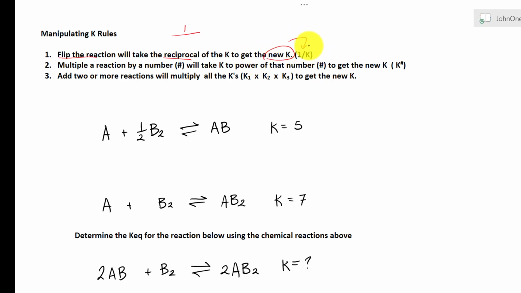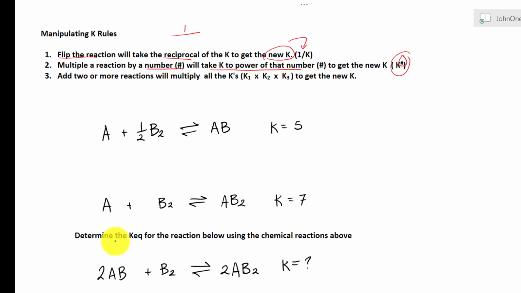Now, what happens when we multiply a reaction by a number? Well, why would we do that? Because we want the coefficients to be the same so that we can cancel each other out. So if we multiply a reaction by a number, it will take K to the power of that number. And lastly, when you add 2 or more reactions, you will multiply all the K to get the new K. So basically, if you have 3 equilibrium reactions combined together, you would multiply them all.